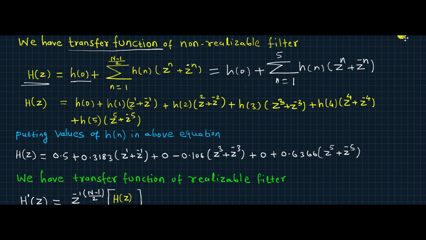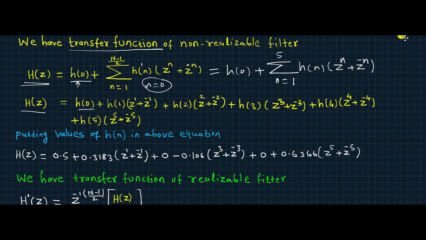Okay. Now let us elaborate this equation. Let us remove this summation symbol and, for n equal to 1 to 5, elaborate the equation. Why are we not taking n equal to 0 here? Because we have already calculated the value of h(0) by putting n equal to 0. We have a separate value of h(0). Therefore, the summation begins with 1 to (N-1)/2. H(z) can be obtained by elaborating this equation.